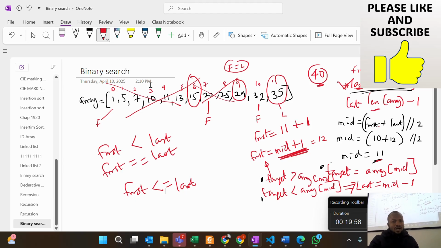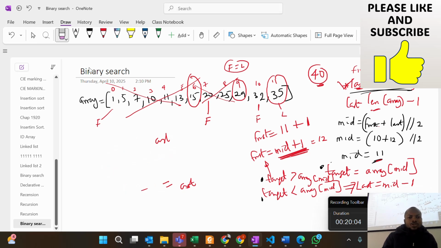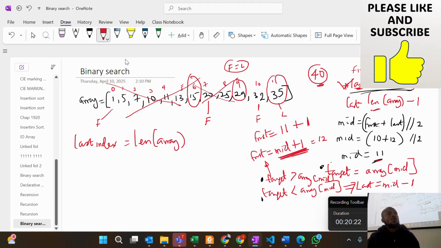So that was why I said you can use any one depending on how you want to write your algorithm. In conclusion, when your last index is equal to the length of the array, as I write in Python code, that means you cannot use equal on the right hand side. If you use equal on the left hand side, you are fine. But on the right hand side, you are not fine, isn't it?